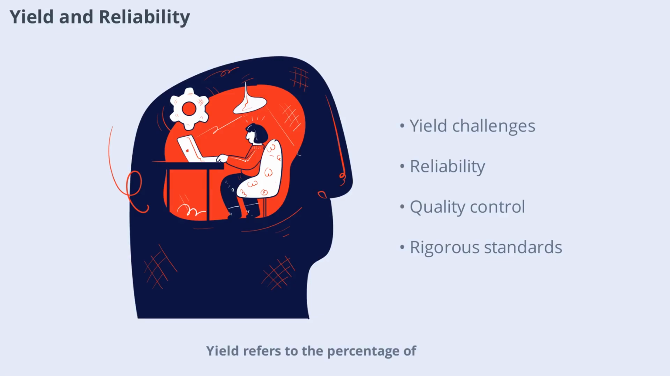Yield refers to the percentage of chips that function correctly after manufacturing. As nodes shrink, maintaining high yield becomes more difficult. Reliability is also a concern as tiny defects can impact performance. Manufacturers invest heavily in quality control and testing to ensure chips meet rigorous standards.